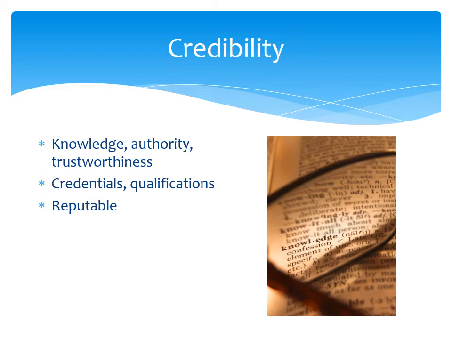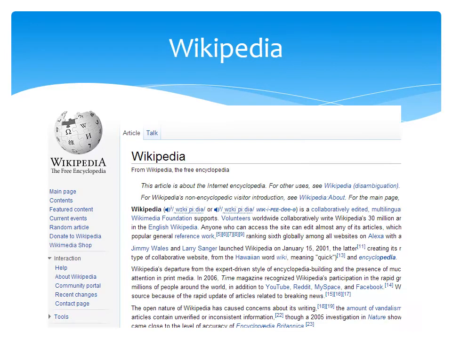Let's take a look at a couple of examples. Let's start with an oldie but a goodie, Wikipedia. Wikipedia is a free internet encyclopedia containing millions of articles. Volunteers worldwide will collaboratively add to each one of these articles. Basically, anyone who can access the site can edit most of the articles, which obviously leads to some questions about accuracy and who's actually writing the article. The ultimate verdict of Wikipedia is that it's not a credible source of information.